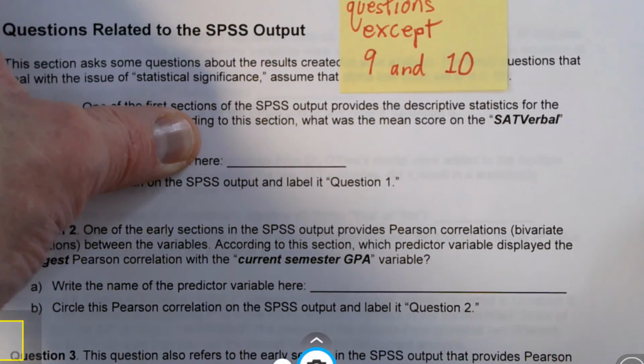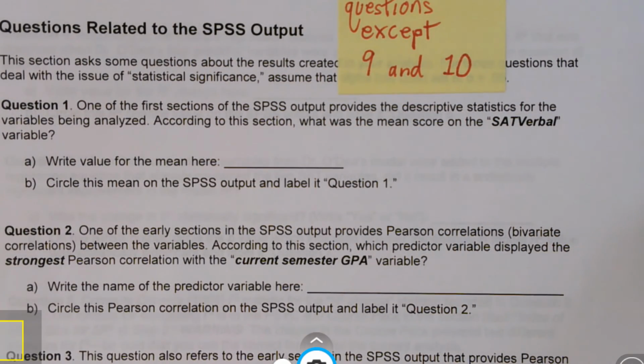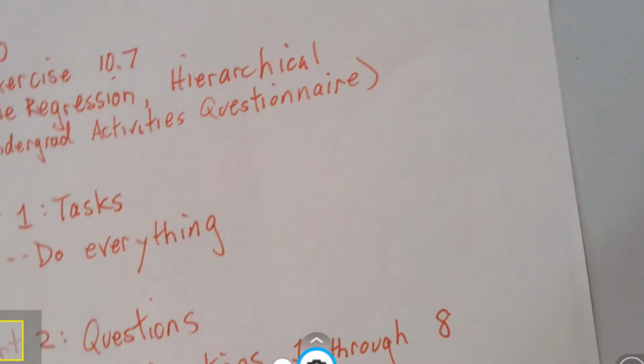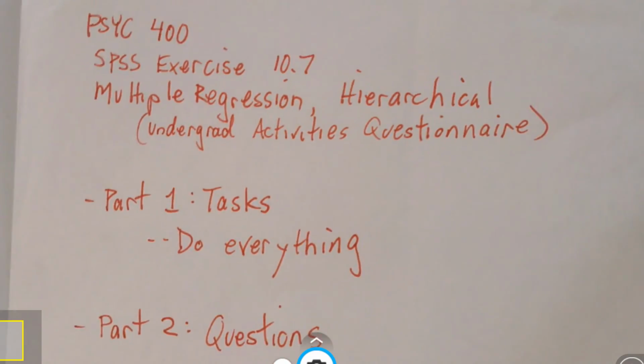In your SPSS output, which will follow this, you'll use the pin tool in the snipping tool or snip and sketch to circle the items, parts of your output that I ask you to circle, and you'll label Q1, whatever part of the output is relevant to question 1. You'll label Q2, whatever part of the output is relevant to question 2, and so forth. What else? I believe that is what you need to know about doing the current exercise.